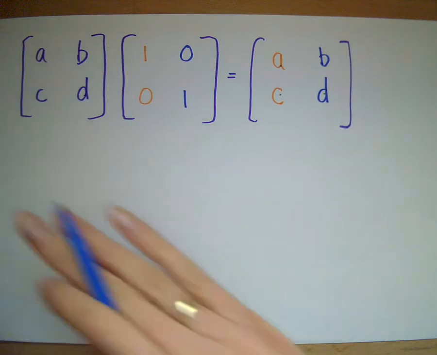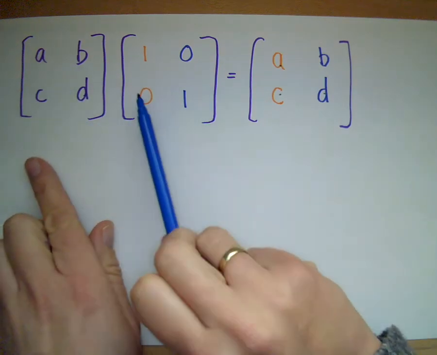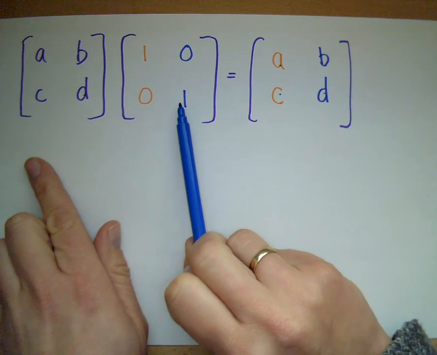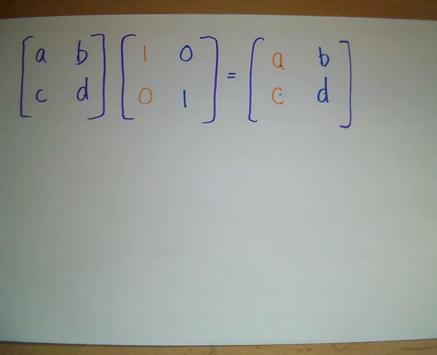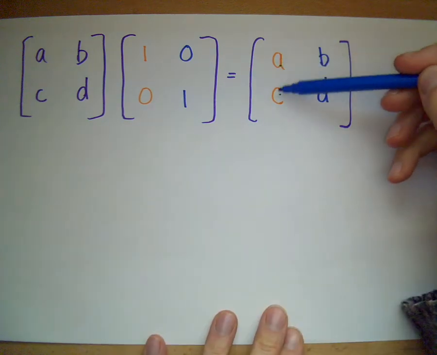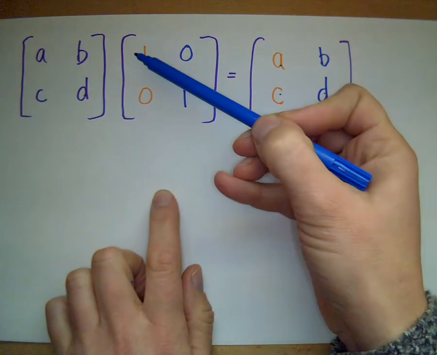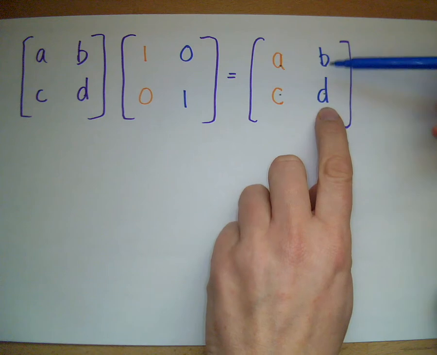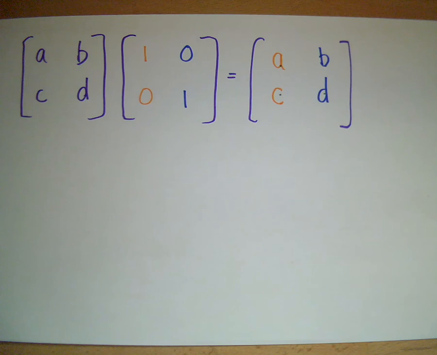And this isn't new because we already know we just multiply by the identity matrix. So sure, we're going to get A, B, C, D just like we had it before. I just want you to see that these two numbers came from multiplying this matrix by this first column, and these numbers came from multiplying this entire matrix by the second column.